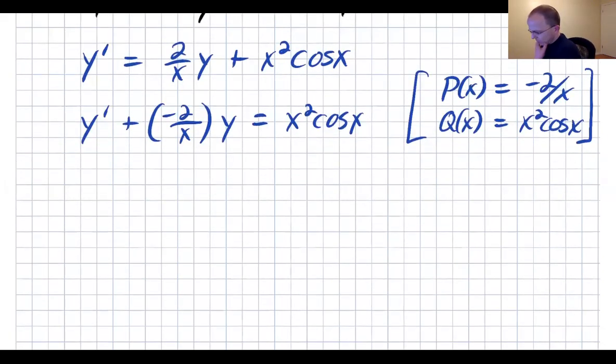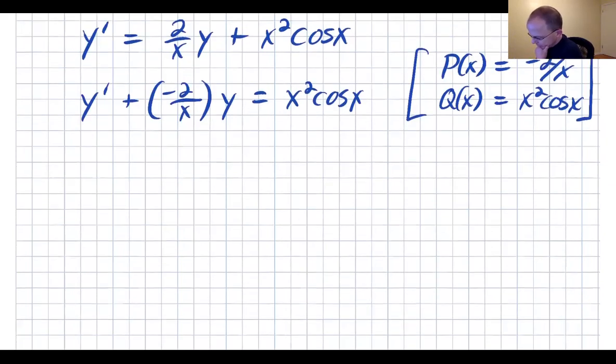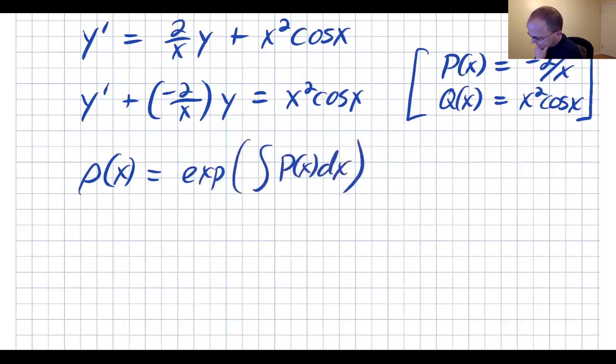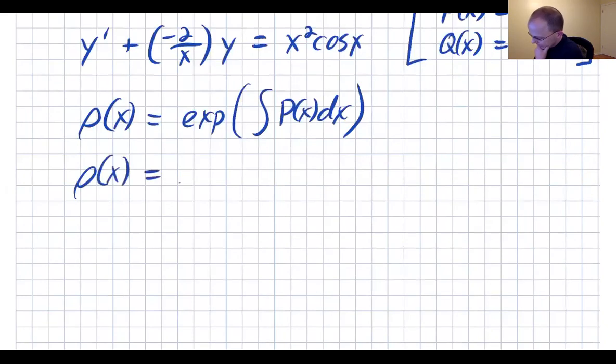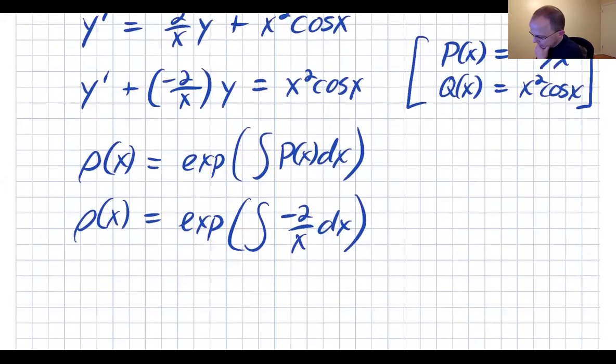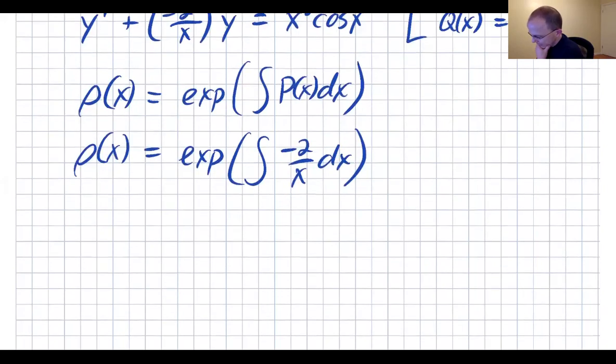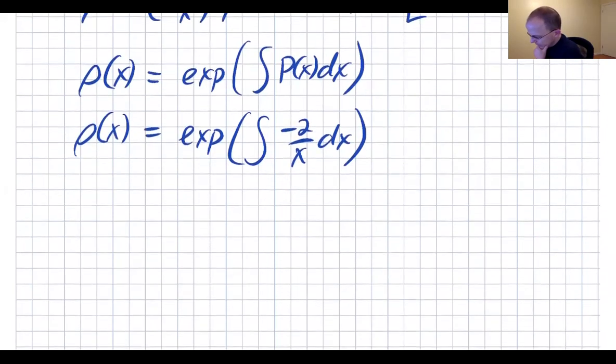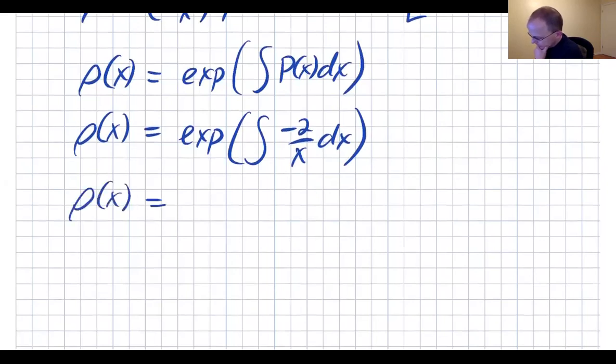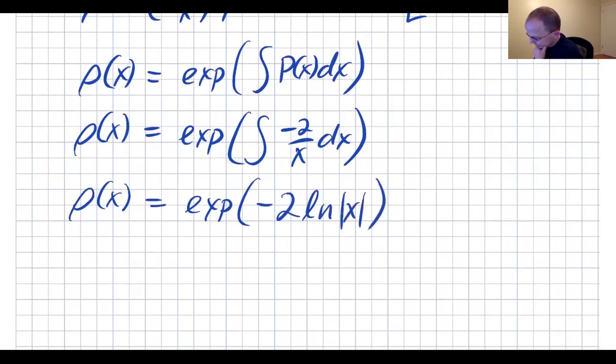All right, so what's the first step that we do when solving a first order linear equation? The first thing we do is we compute this integrating factor. It's the exponential of the integral of p of x dx. So this is going to be the exponential of the integral of negative 2 over x dx. So that's why it was important to have a plus there, because that negative has to be part of this rho calculation. And let's see, what do we get? Exponential of, so this will be -2 times the logarithm of the absolute value of x. Okay.